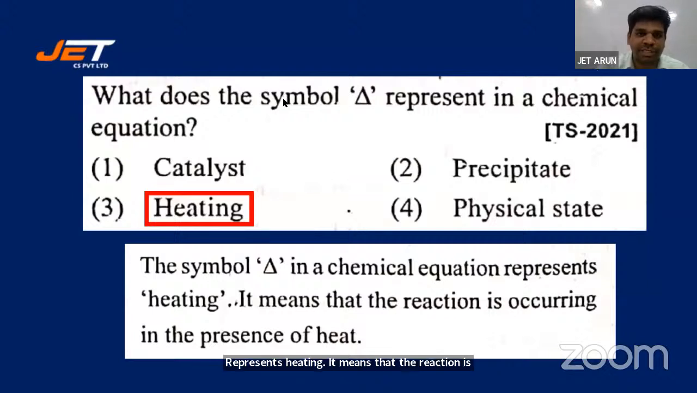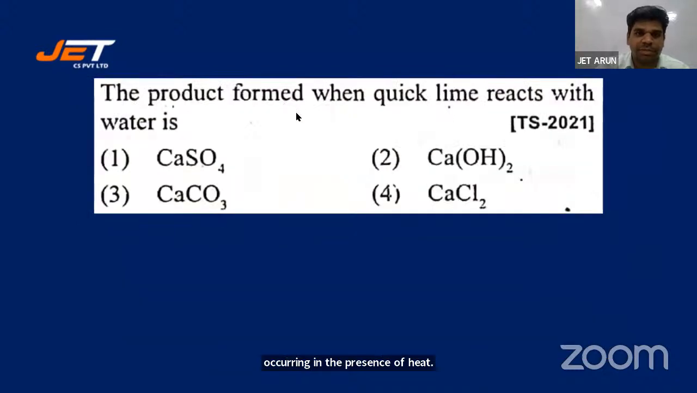All right. Let's go for the next one. The product formed when quicklime reacts with water is CaSO4, Ca(OH) twice, CaCO3, CaCl2. Rapid answers again. Very good. Most of the answers are 2. I'm getting answers faster than I can read. Very good. Almost all students seem to answer, but I want even more answers. I want everyone to answer.